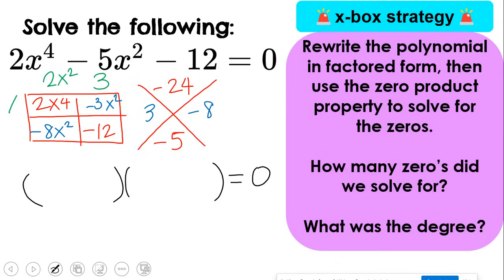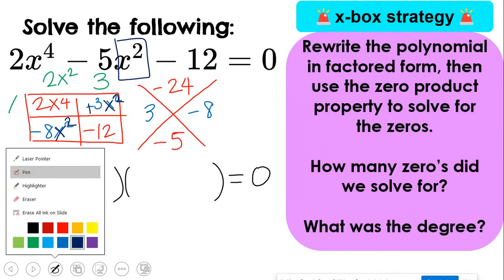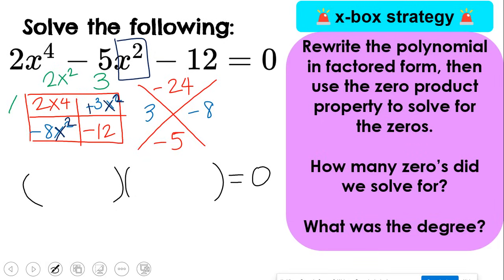What's different about this is now I'm going to put positive 3 inside the box and negative 8 inside the box, but because it's x to the fourth power and the middle term is x squared, I had to make sure this was 3x squared and negative 8x squared. Once we're here, we're going to start to factor out the greatest common factor from each row and each column. So 2x to the 4th and negative 8x squared, that has a GCF of 2x squared.